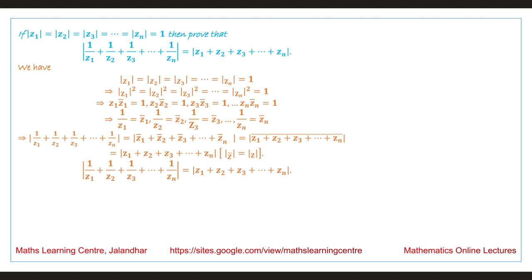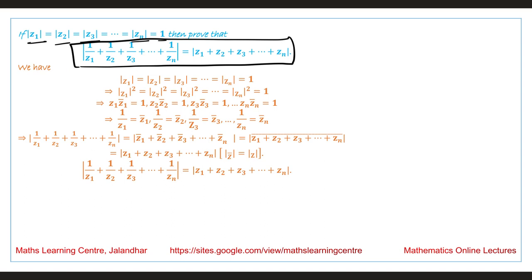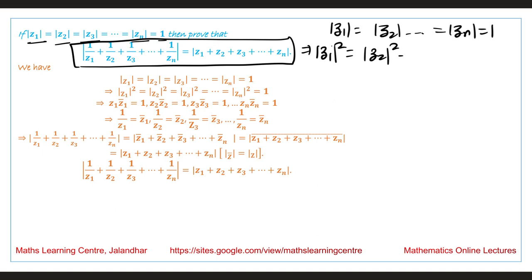Next is, if mod of z1 is equal to mod of z2 is equal to mod of z3, so on up to mod of zn is equal to 1, mod of all these numbers is 1, we have to prove this result. So if we have mod of z1 is equal to mod of z2, so on up to mod of zn is equal to 1, this implies that mod of z1 square is equal to mod of z2 square, so on up to mod of zn square, is equal to 1.